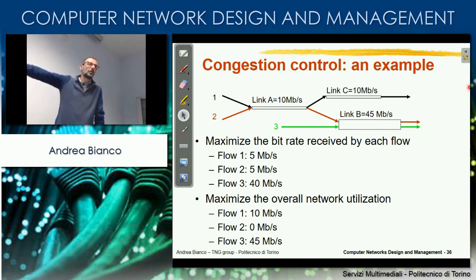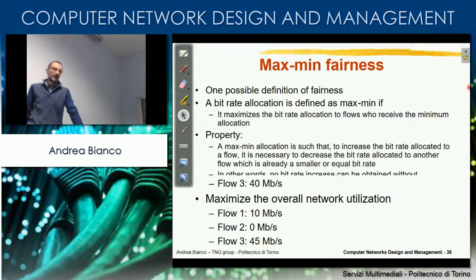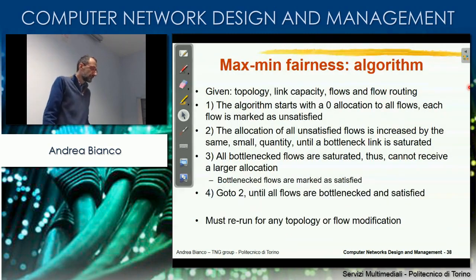And this, for example, is what you can do if you take the second solution, right? Okay, so how does this max-min fairness allocation algorithm work? The algorithm has an input, the topology, yes?